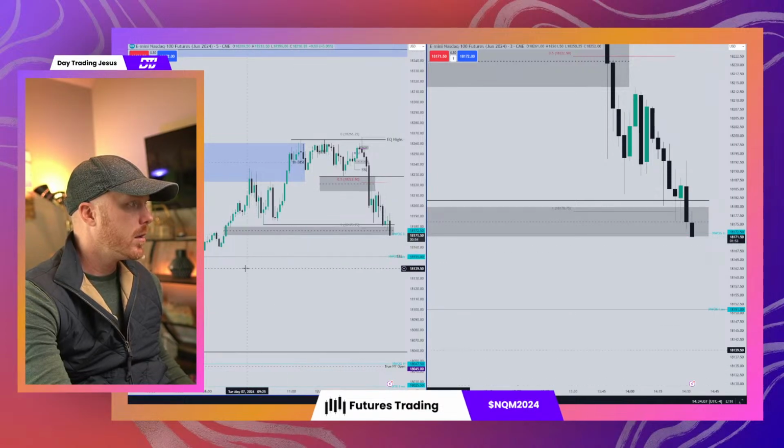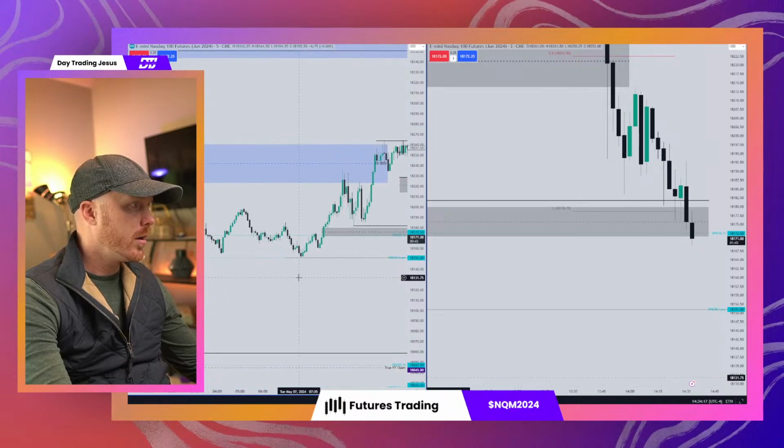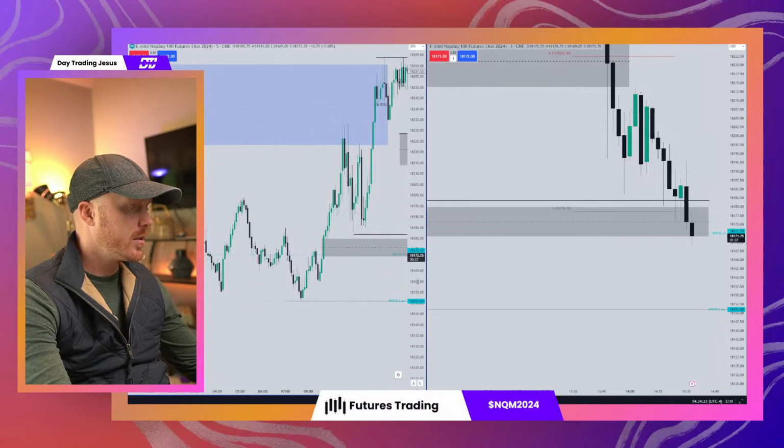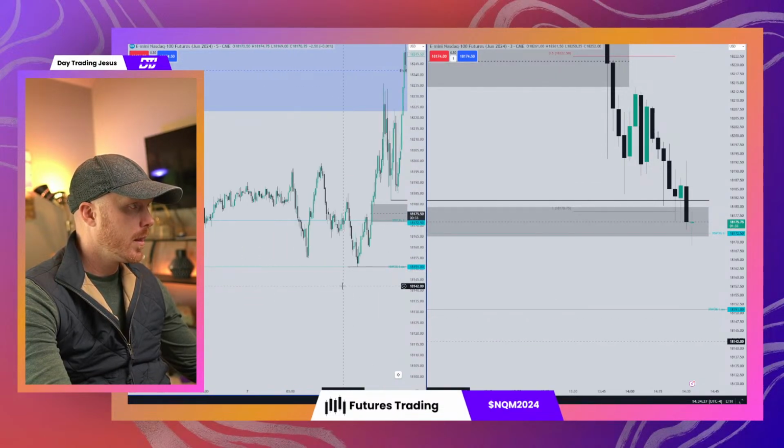Mitigation block, breaker. If you guys want to see another breaker, what was this? This was from Tuesday. Oh man, I wasn't on this morning, but I would have took this. This is a great example of my model.